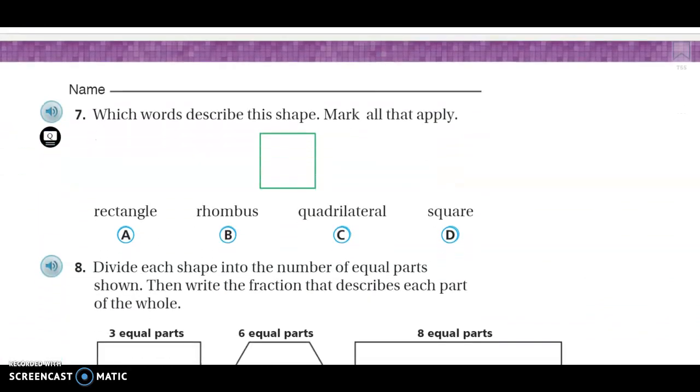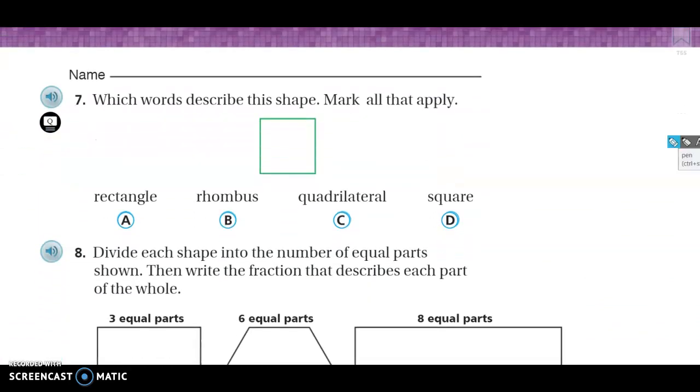Which words describe the shape? Mark all that apply. This is when it gets tricky. Obviously, we know it's a quadrilateral. All right, it is a quadrilateral. It has 4 sides. Yes, it is a square.